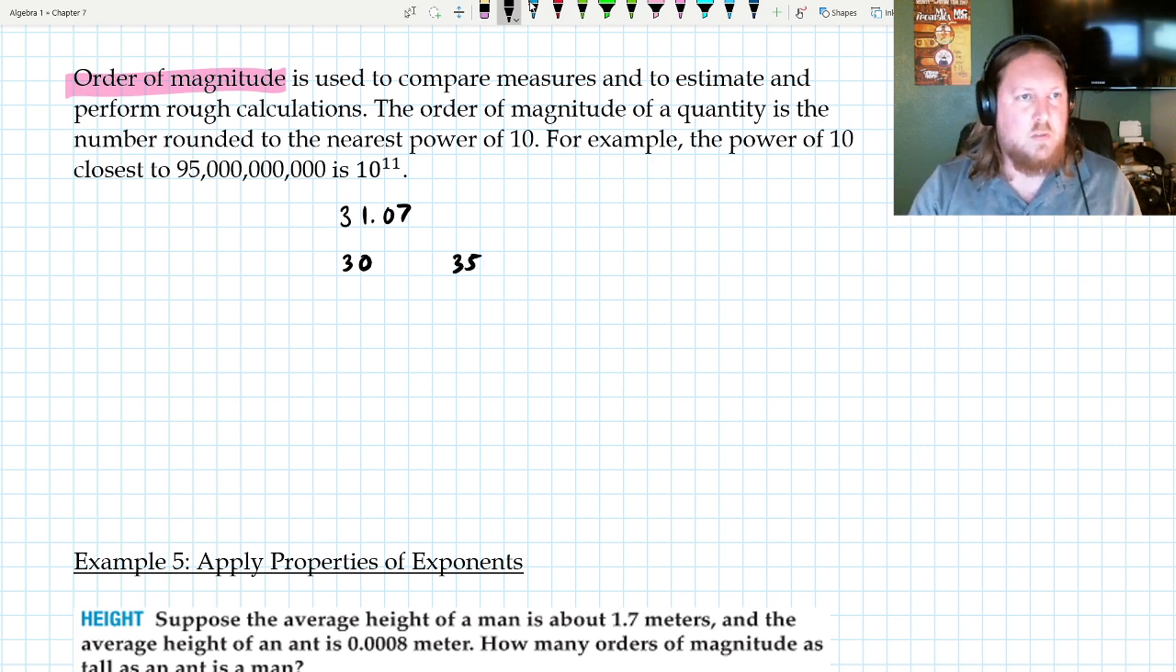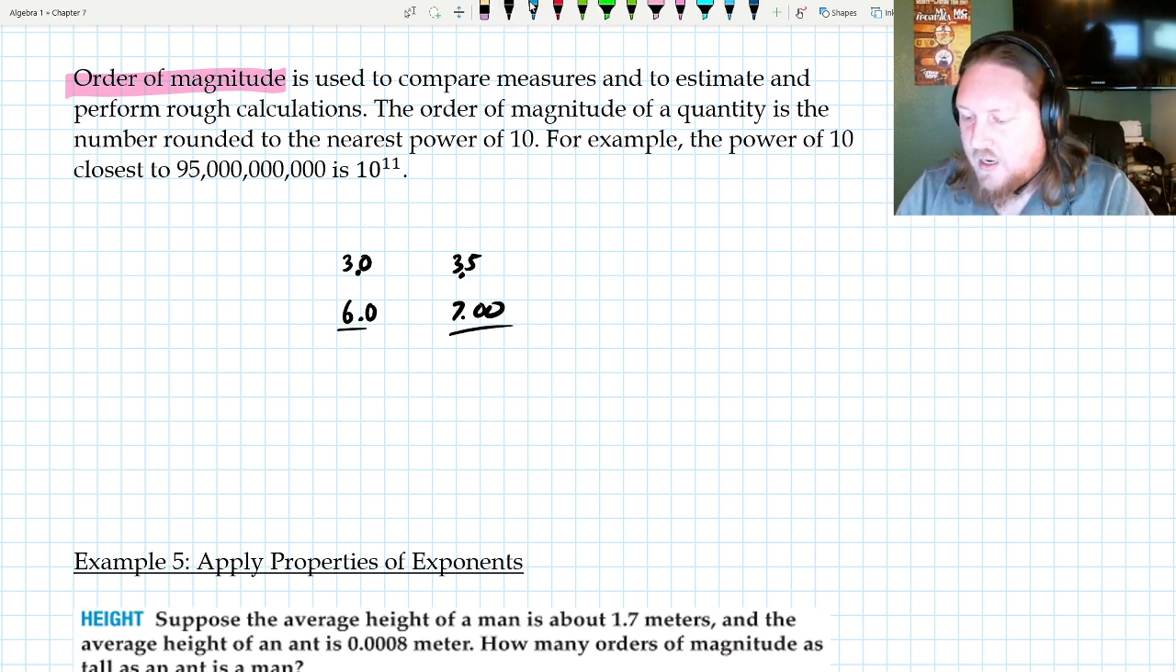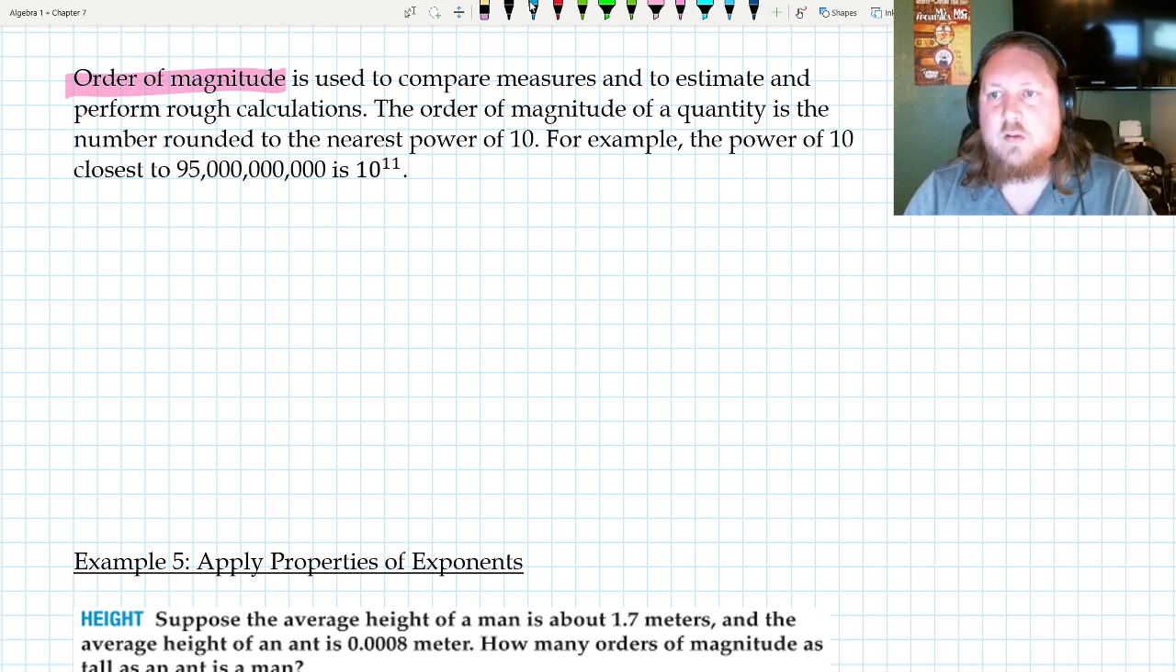You go, well, I want to tip 20%, so I move the decimal over 1, that gives me 10%, then I can double it. So you can see a slightly less good tip is $6, a really good tip is $7. So I simplify my life by just rounding things off a little bit. There I just rounded it to the nearest 5, $30 or $35. For order of magnitude, we go to the nearest power of 10.